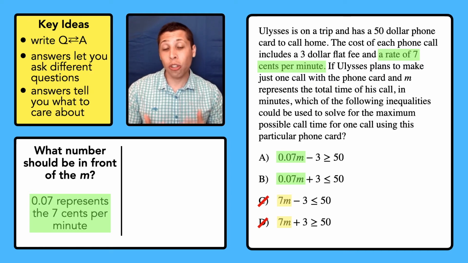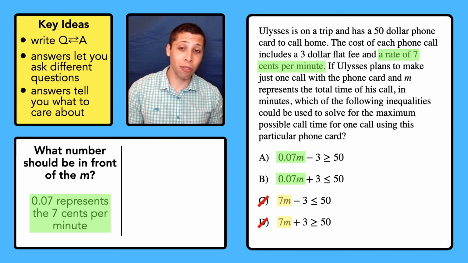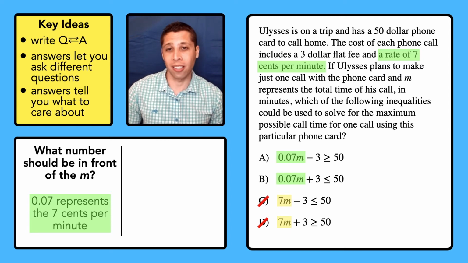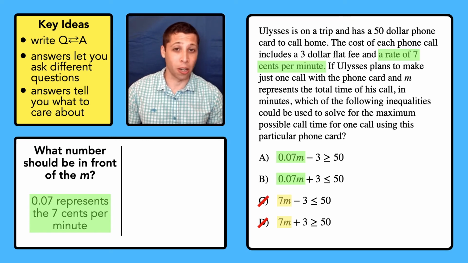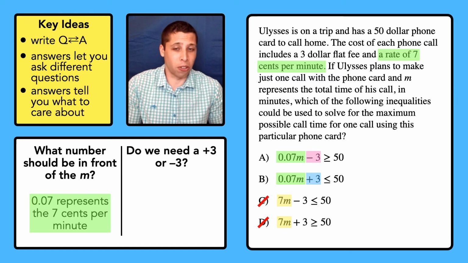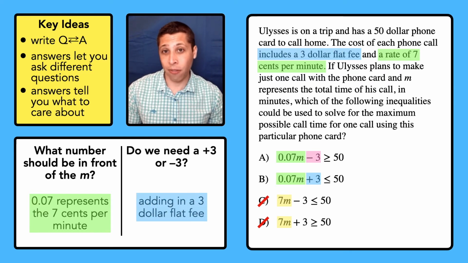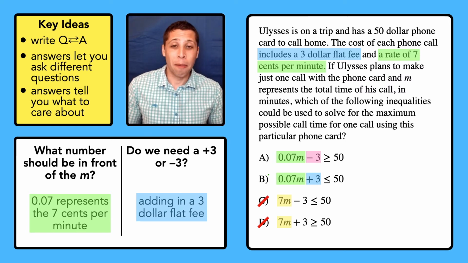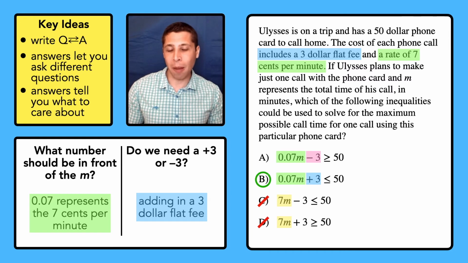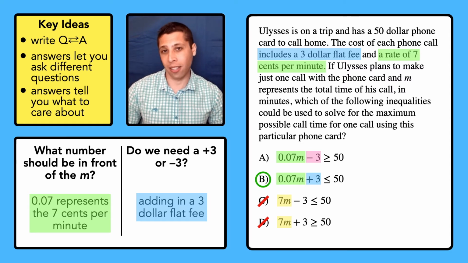Now we can ask two other questions based on the choices. Do we need a +3 or a -3? Or which inequality sign do we need? Personally, I find that it's easy to make careless mistakes with inequalities, so I'd rather focus on the plus-minus. In this case, we're adding in a $3 flat fee, so we should probably use a plus sign. And that's it. By working backwards, I don't have to worry about every little twist of the story. The choices tell me what to care about, and I can take each piece one at a time.